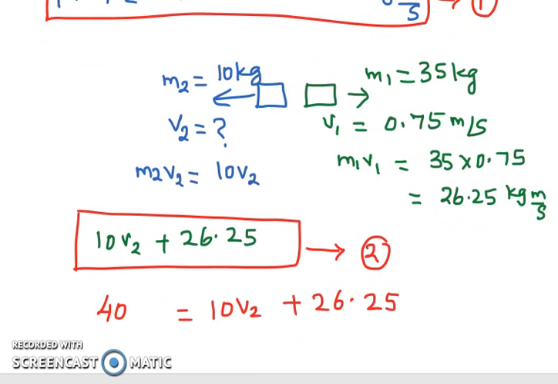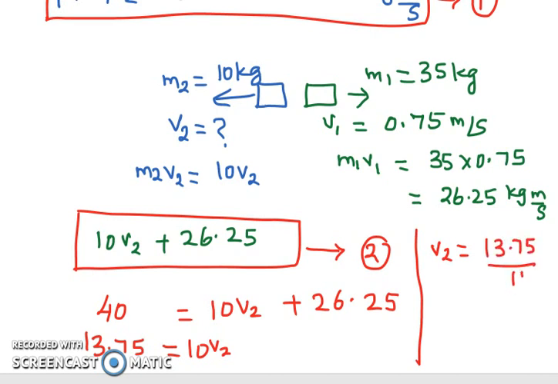When we solve it, 26.25 goes to the other side. 40 minus 26.25 is 13.75 equals 10 V2. So, V2 is equal to 13.75 divided by 10. V2 is equal to 1.375 meter per second.